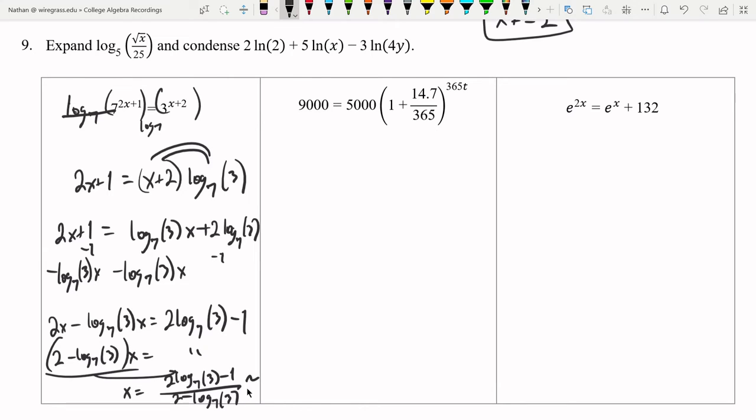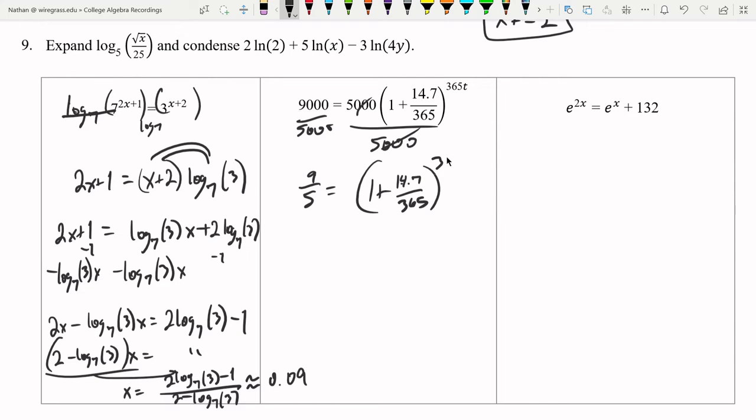And this gives us approximately 0.08, really 0.09. Okay, the next one, we can divide out 5,000. That's going to make it a little bit easier. And this is going to be 9 over 5 equals 1 plus 14.7 over 365 to the power of 365t.